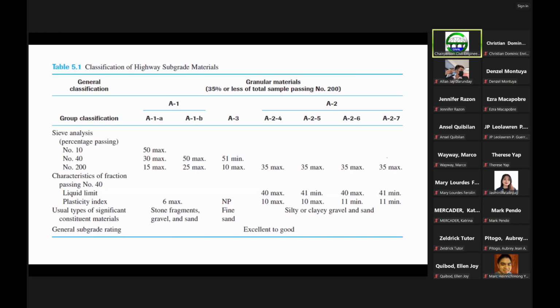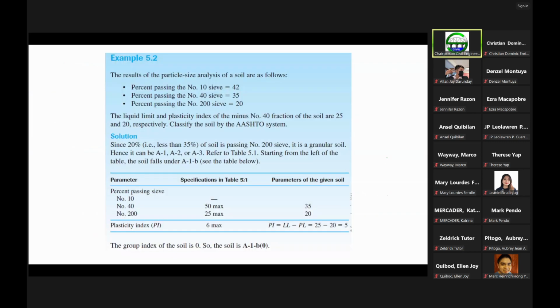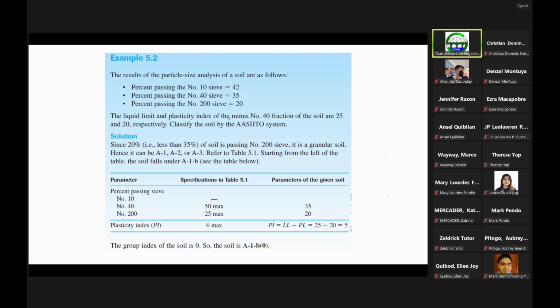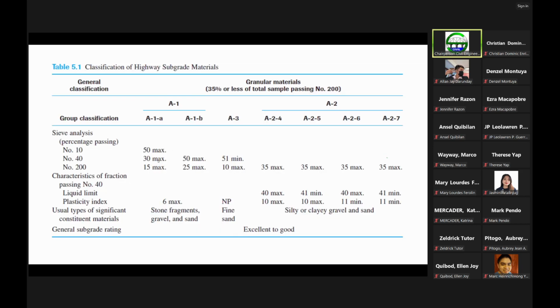For A-1-A, the percent passing number 10 is 42. That's okay here, it did not exceed 50. Then number 40 is 35. So here we don't pass, because this is maximum 30. It doesn't qualify, so we go to the next classification.